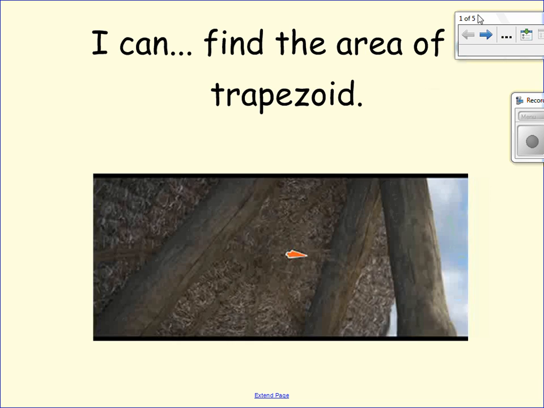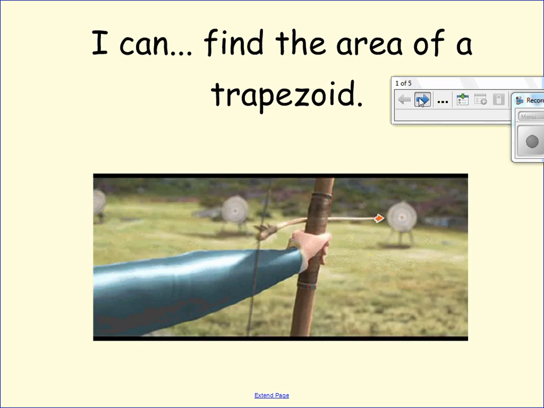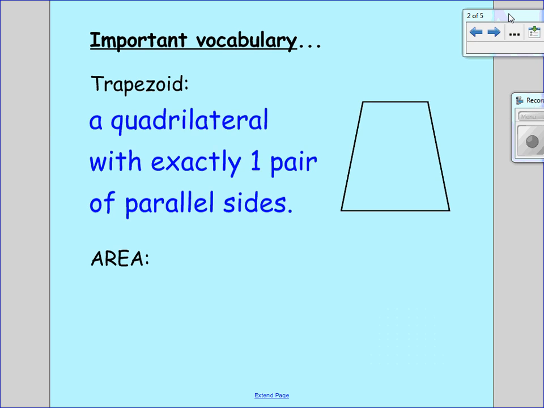Mathematicians, our I can statement for today is: I can find the area of a trapezoid. Let's get started. Reminder, a trapezoid is a quadrilateral, so it has four sides, but it has exactly one pair of parallel sides. One pair of parallel sides.